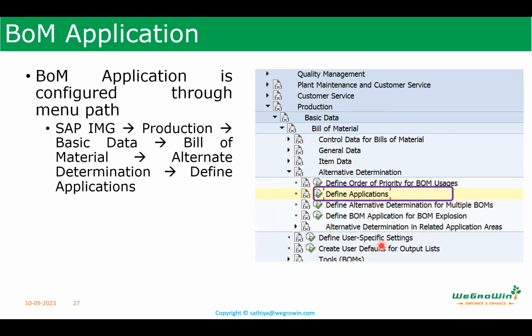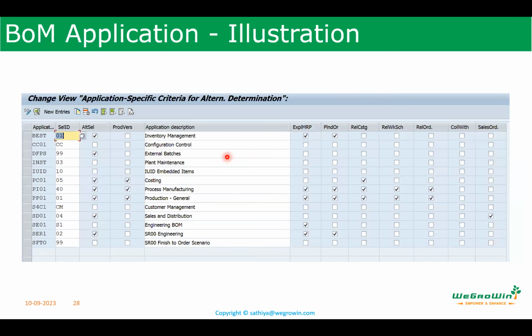BOM application. This is the PP01, right? You confuse the BOM application with the control key, right? But this is a BOM application, PP01, right? Best PP01, right? This is production general, inventory management here. So production general means it is used for MRP, planned order, relevant to costing. Many options are there. You can use it for many purposes.